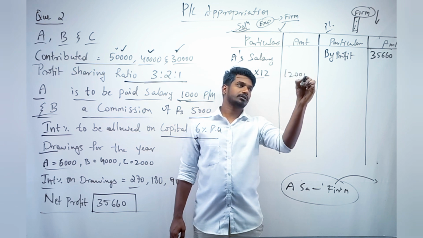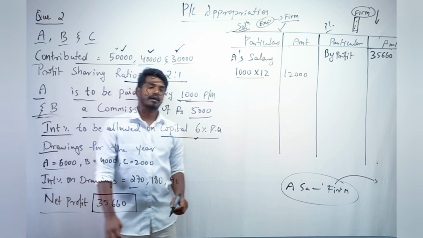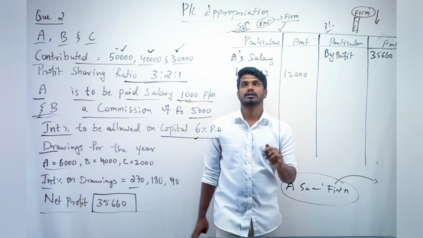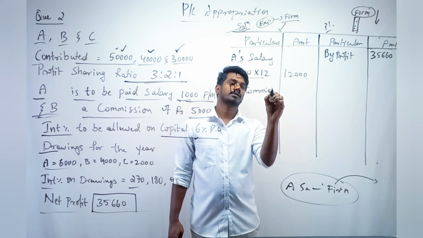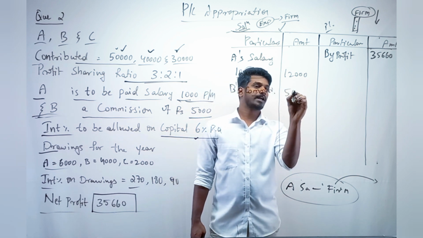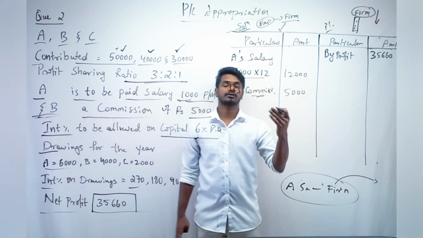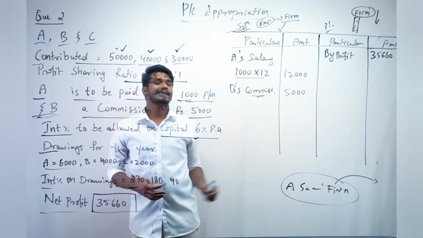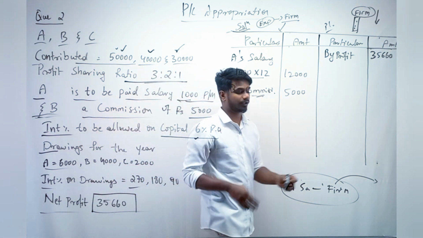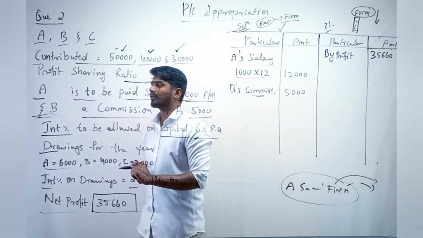The next thing, B is to be paid a commission of 5,000. Write B's commission, 5,000 rupees, on the debit side. Why are we debiting it? Because it is an expense for the firm, as cash is going out of the firm.